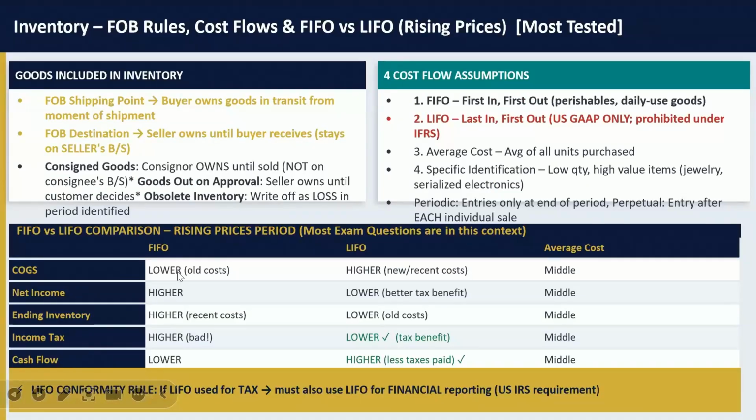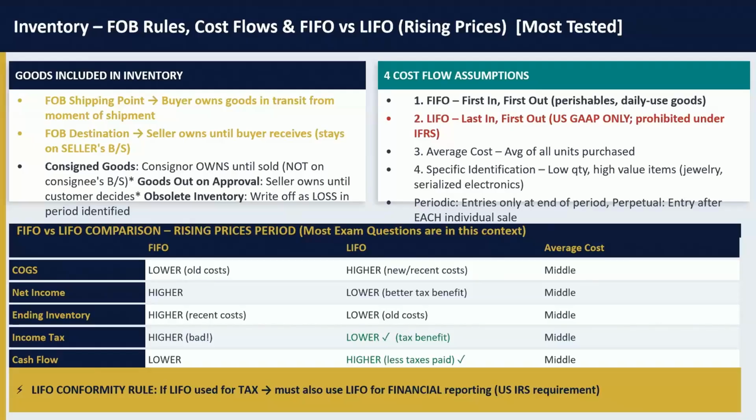Now, what about the LIFO conformity rule? This is what happens in the US, and you should remember it. In the US, we accept FIFO, LIFO and weighted average inventory methods. If you are using FIFO for income tax purposes, you can use the same thing for financial reporting purposes as well. Suppose you are using LIFO for income tax purposes, you can't use FIFO for your financial reporting purposes.